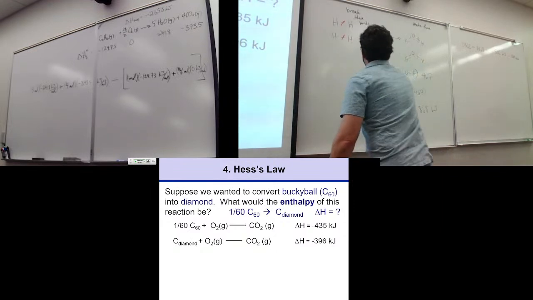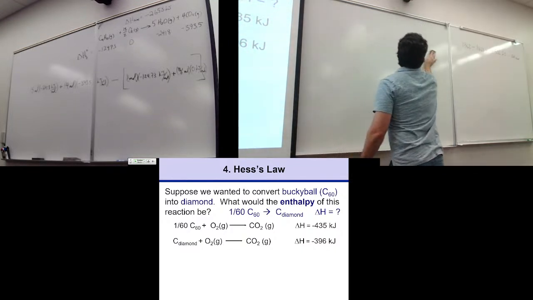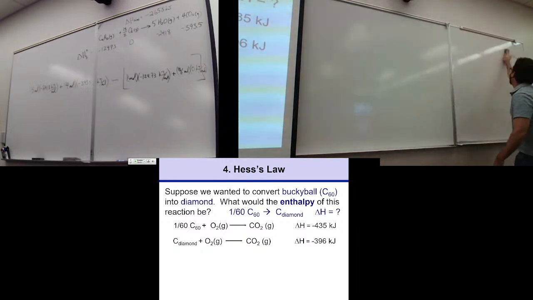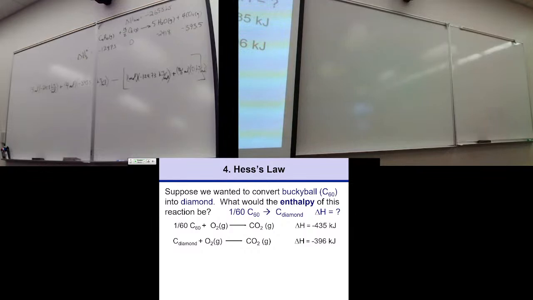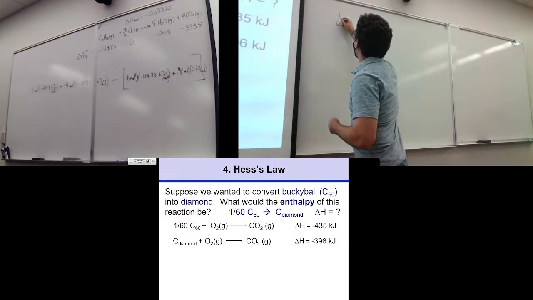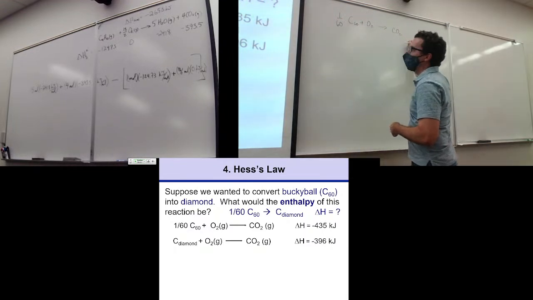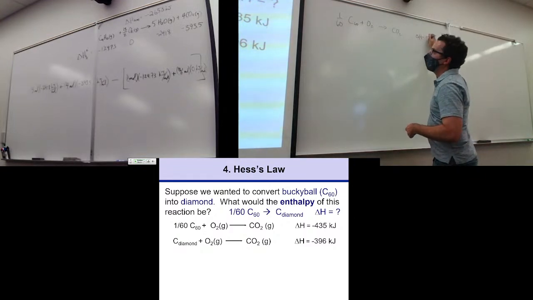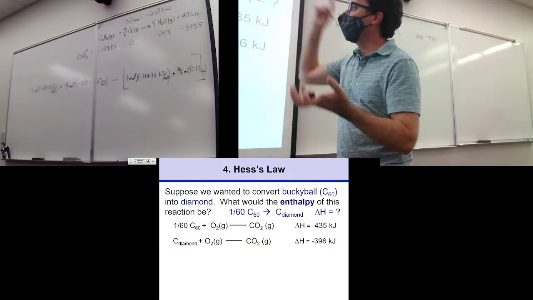Well, let me erase a second. Again, be methodical about it. Start with one reactant at a time. So I want to start building my equation. I need to have 1/60th C60 on the reactant side. It's right there. It's the only place it is, as written. 1/60th C60 plus an O2 goes to CO2. I'm going to leave the states off because in this particular example it won't matter. Minus 435. So next I'm going to add the equation of the other one, but how am I going to add it?